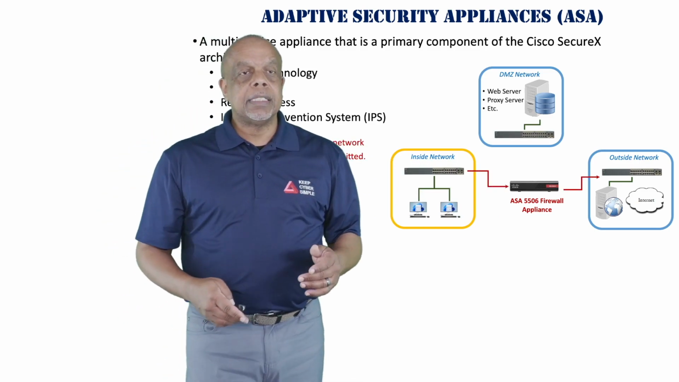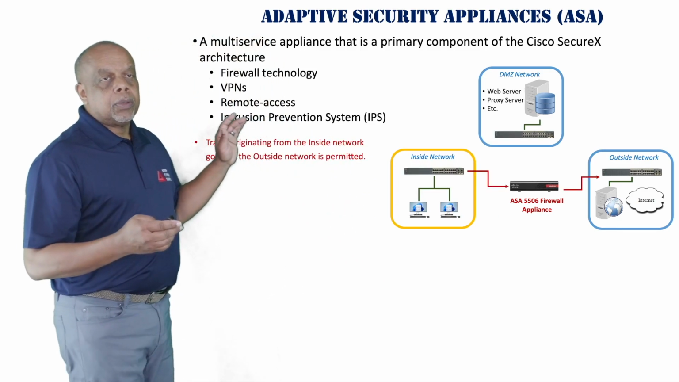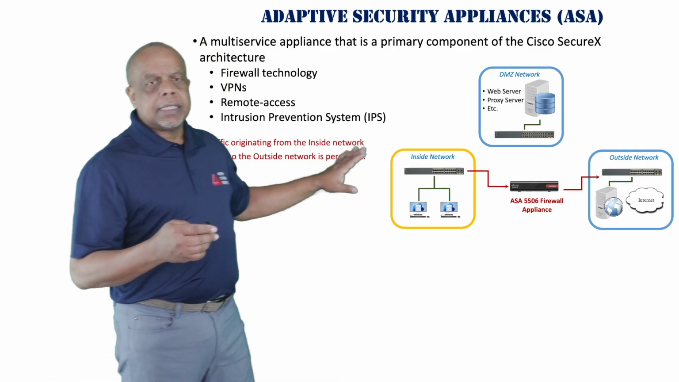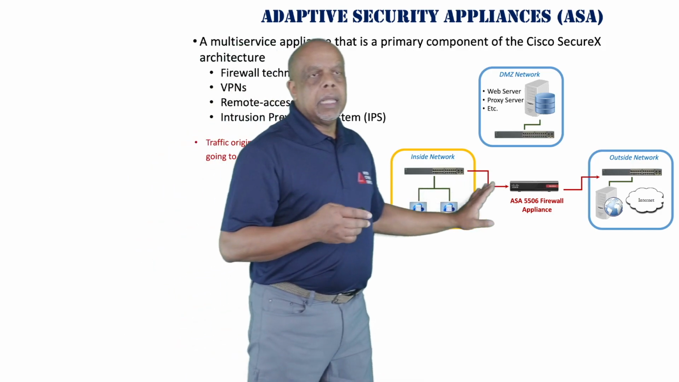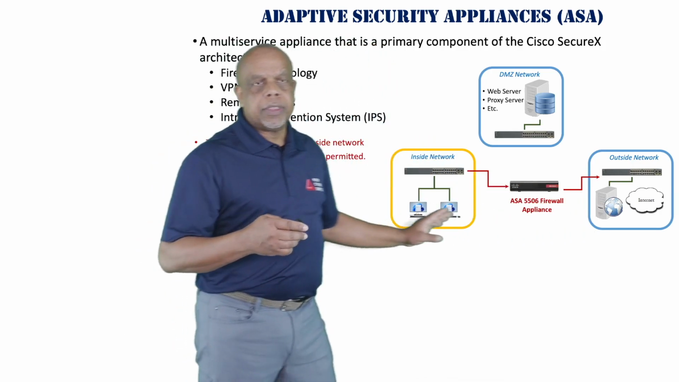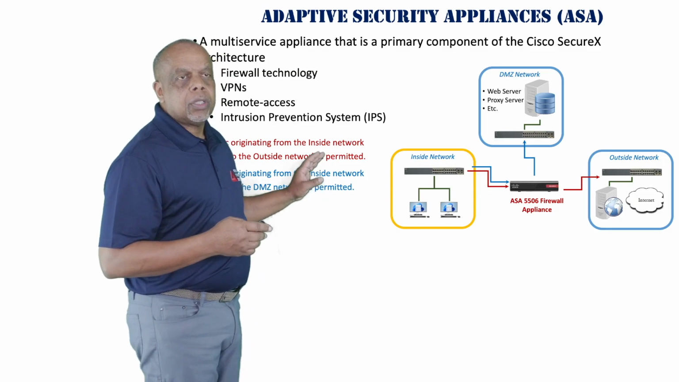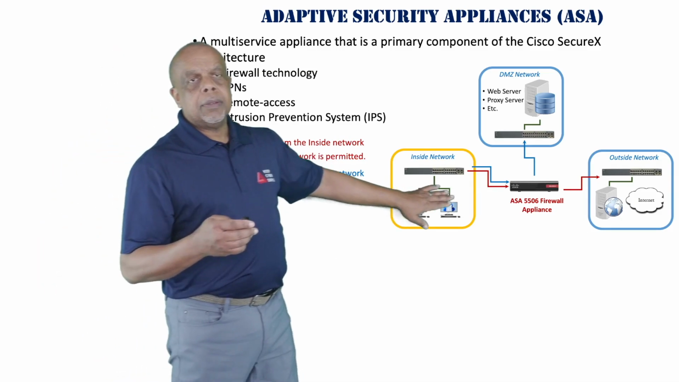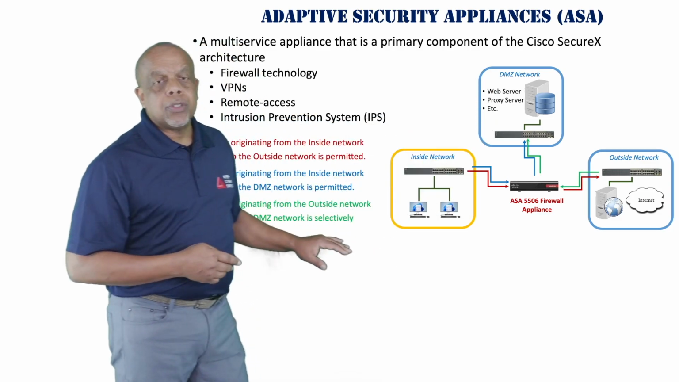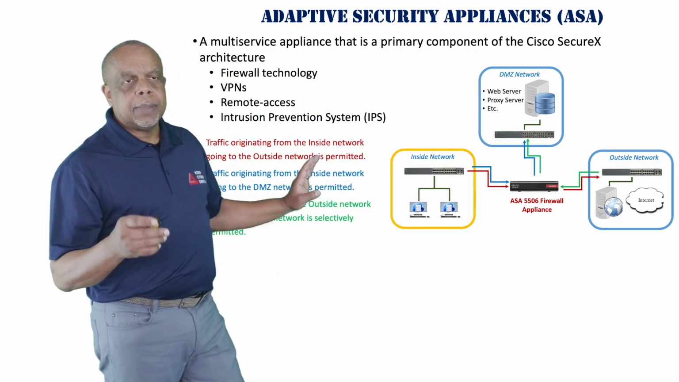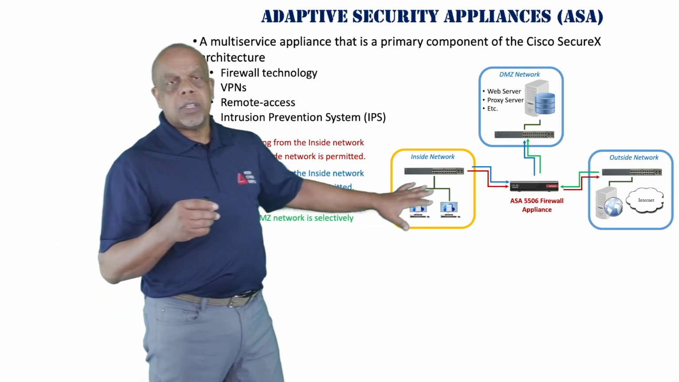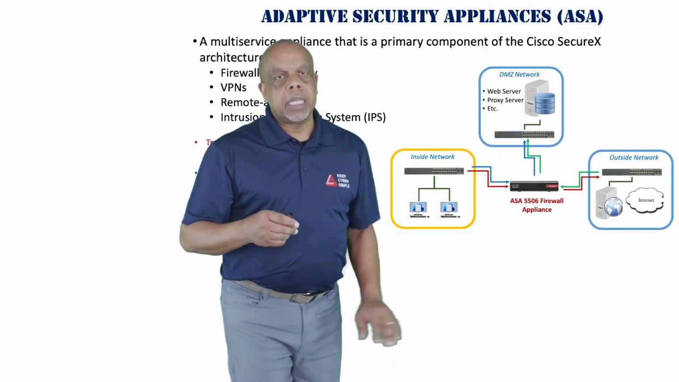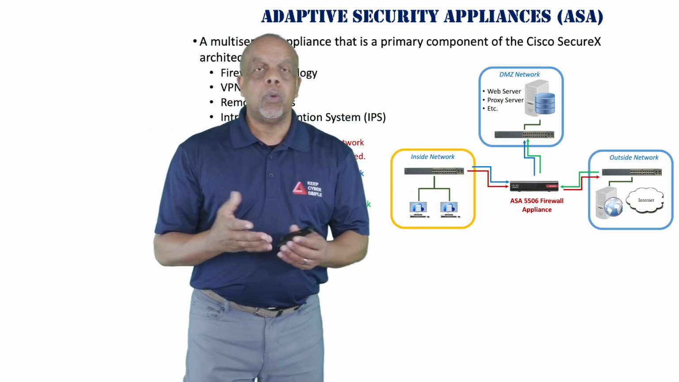What this ASA device is able to do is look at traffic that originates from the inside and goes to the outside. It can permit that, going in that direction. It can also permit or deny traffic going from the inside to the DMZ, as well as adjudicate traffic that's originating on the outside and wants to get to the DMZ.